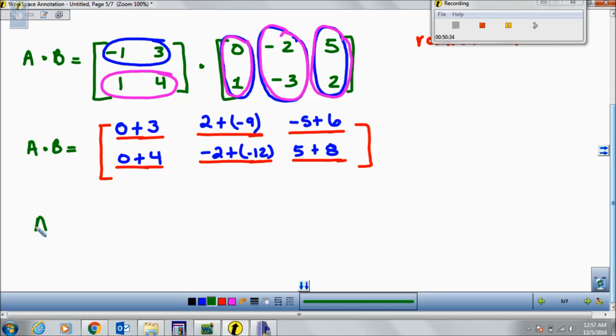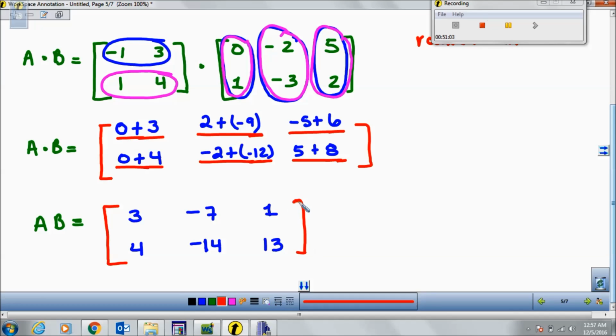So A times B is going to look like 3, 0 plus 3, 3, 0 plus 4, 4. 2 plus negative 9, negative 7. Negative 2 plus negative 12, negative 14. Negative 5 plus 6, 1. 5 plus 8, 13. And that's your product, A times B.